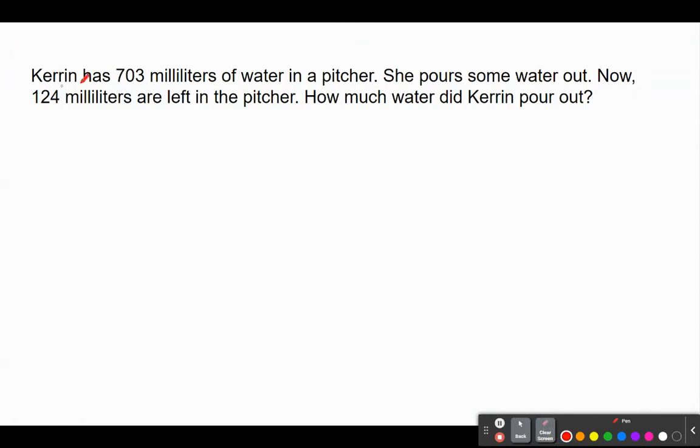So let's read this word problem. Kieran has 703 milliliters of water in a pitcher. She pours some water out. Now 124 milliliters are left in the pitcher. How much water did Kieran pour out? All right. So I know that Kieran started off with 703 milliliters.